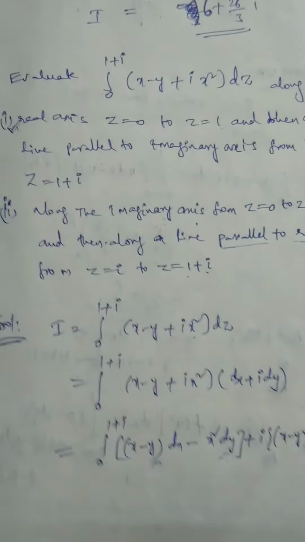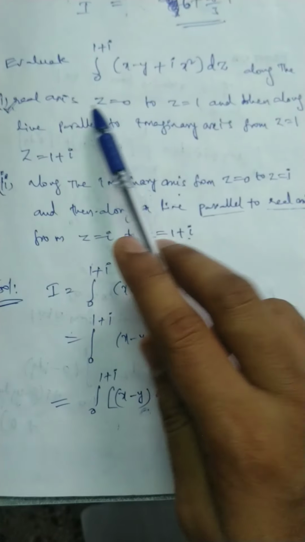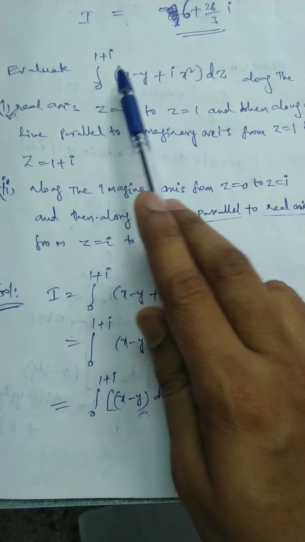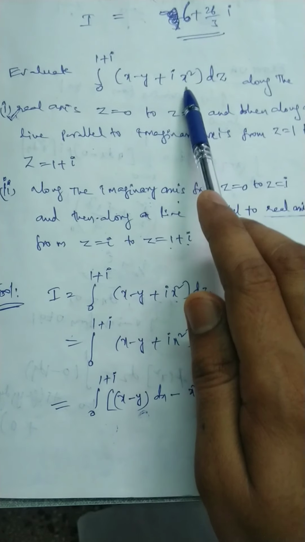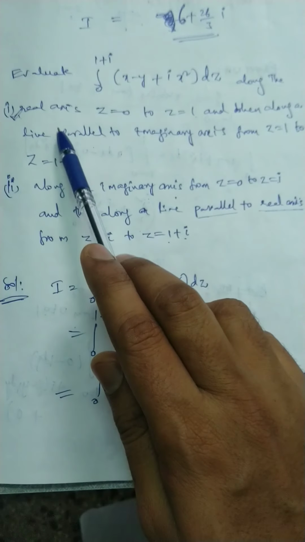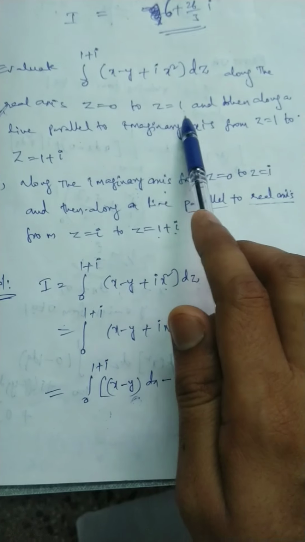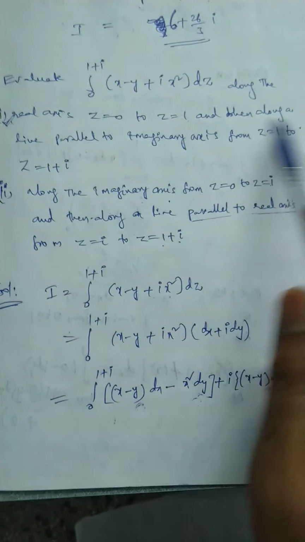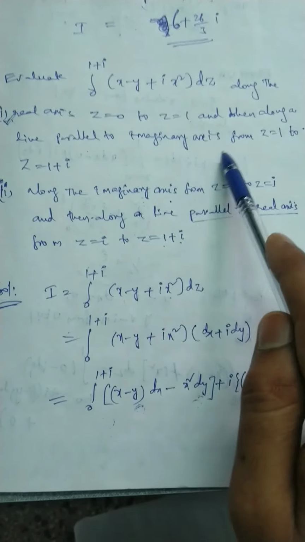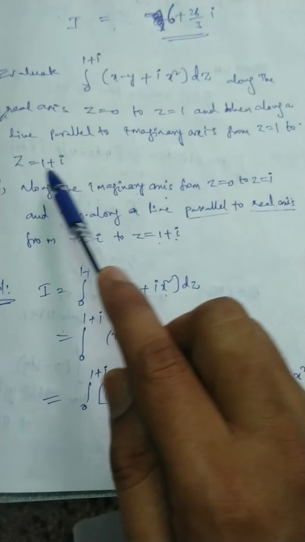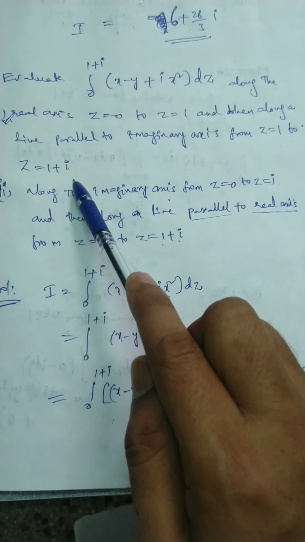Now here we have another problem: evaluate the integral from 0 to 1 plus i of x minus y plus i x square dz along the real axis from z equal to 0 to z equal to 1, and then along a line parallel to the imaginary axis from z equal to 1 to z equal to 1 plus i.